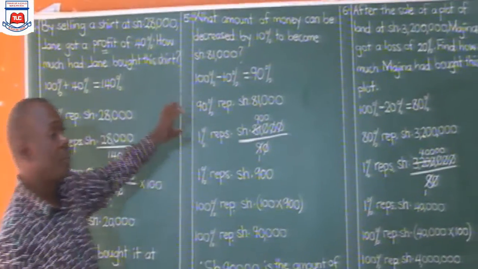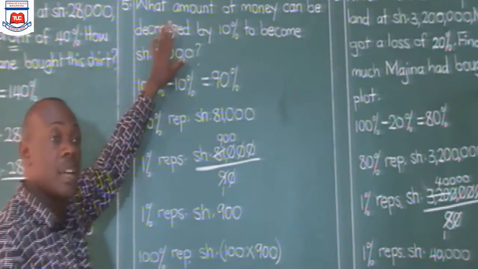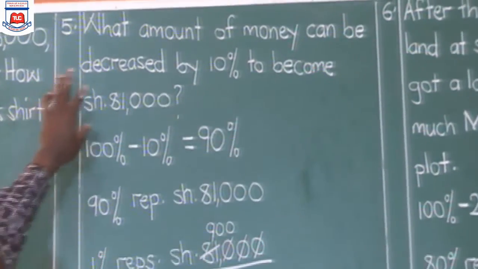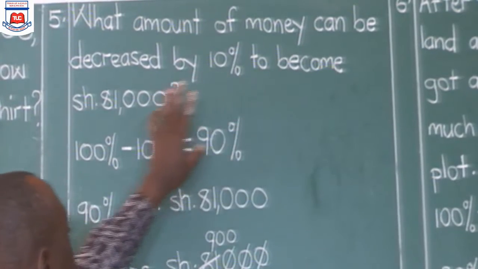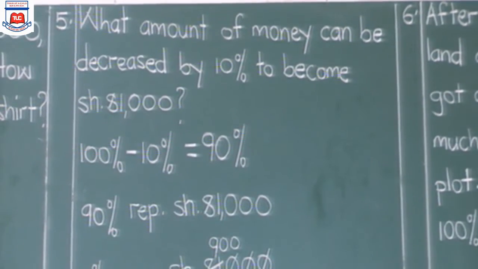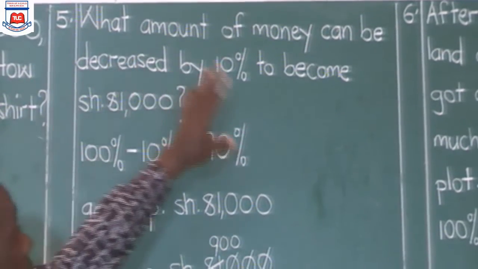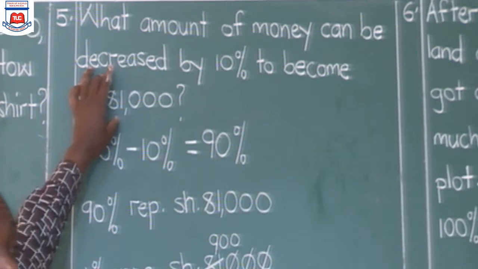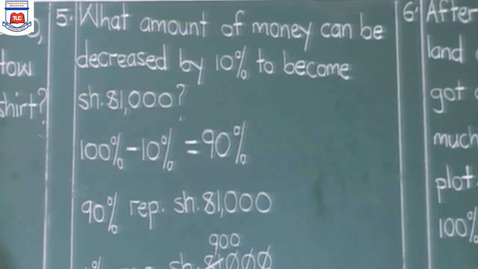Then example number 5. Example number 5 reads, what amount of money can be decreased by 10% to become 81,000 shillings?